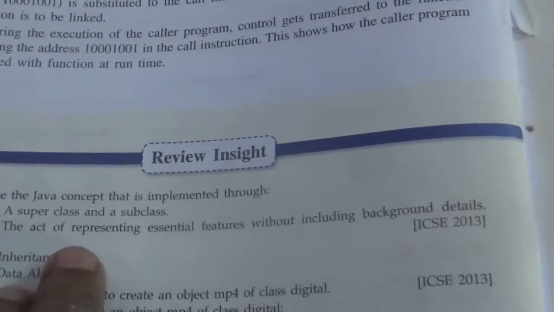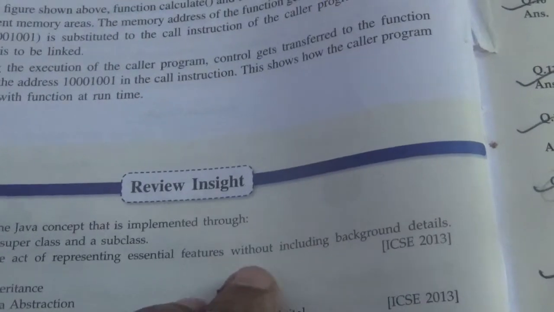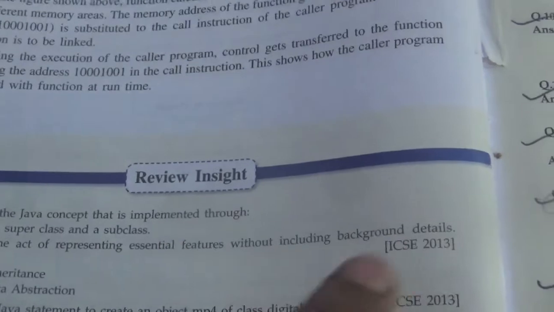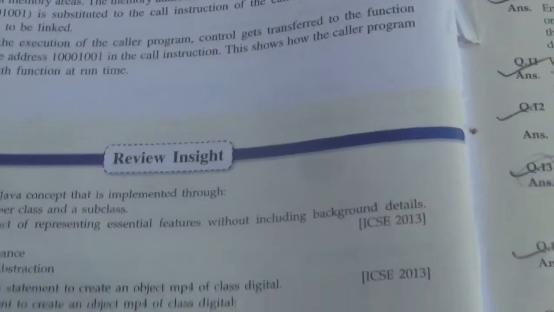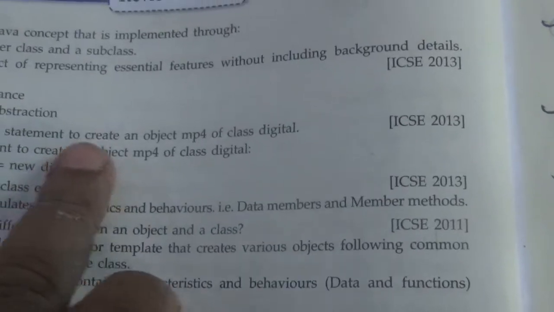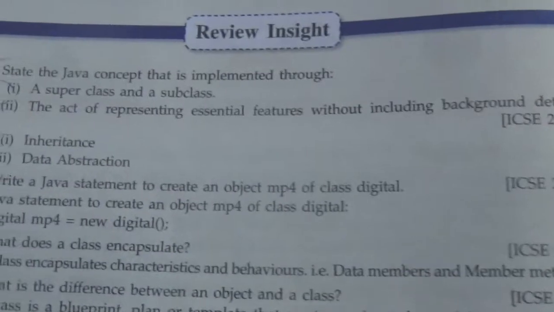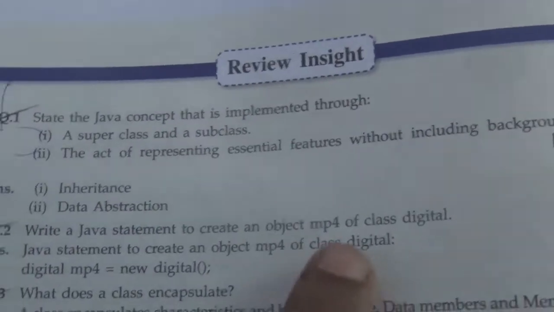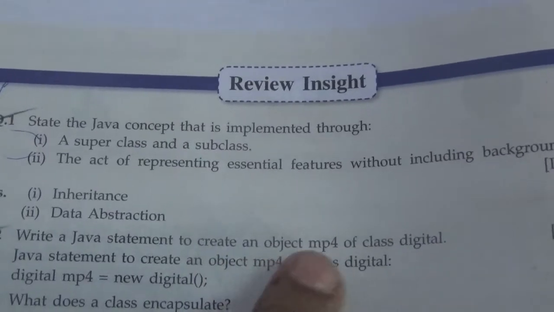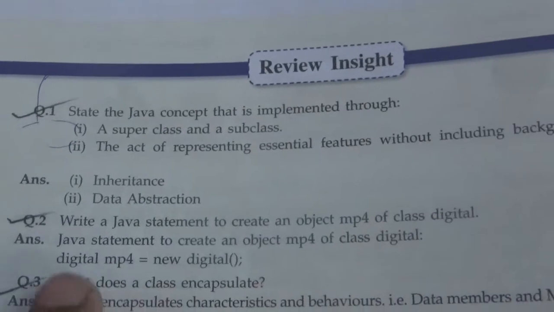Another question: the act of representing essential features without including the background detail is known as what? That is known as data abstraction. Another question: write a Java statement to create an object of a class Digital. The name of the class is Digital and the name of the object is MP4.